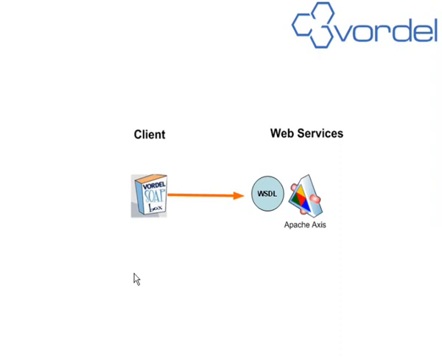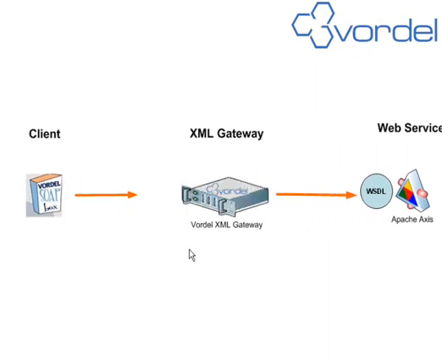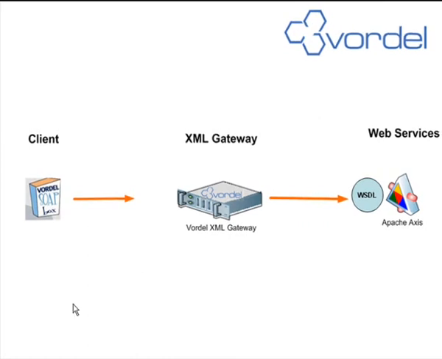Now we're going to introduce the XML gateway. Up to now, we've seen the Vordel Soapbox client connect to the Apache Access web services. The XML gateway goes in between the client and the web service. The client connects to the XML gateway, then the XML gateway connects to the web services on the client's behalf.